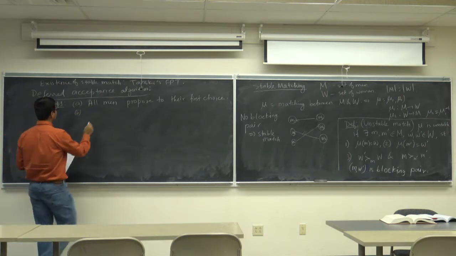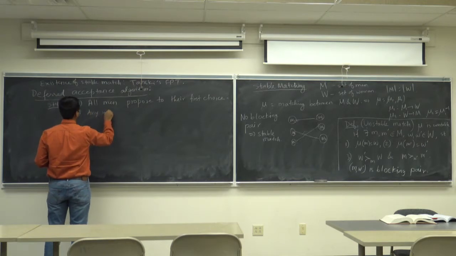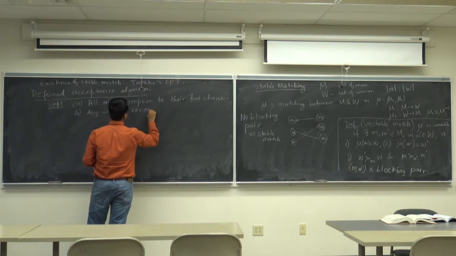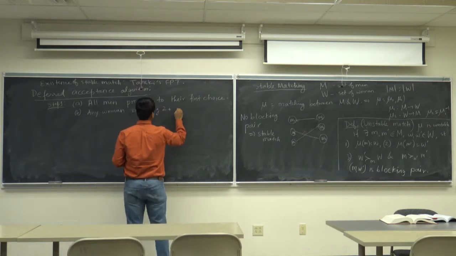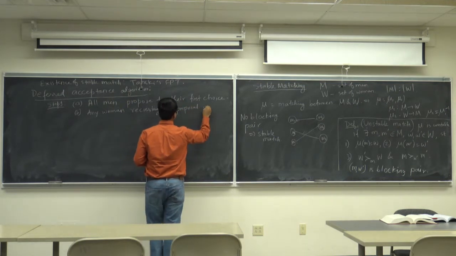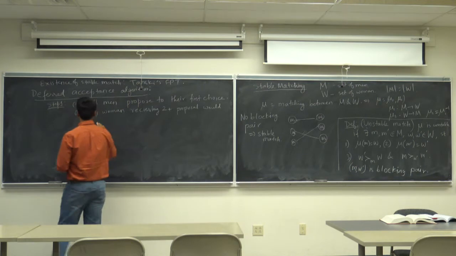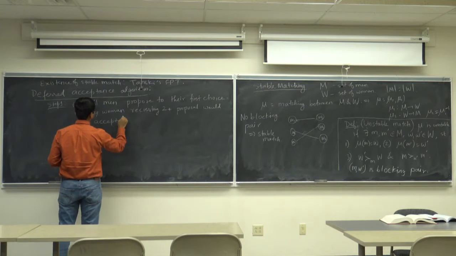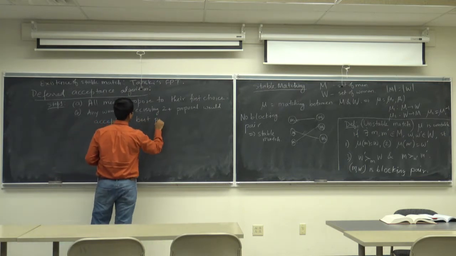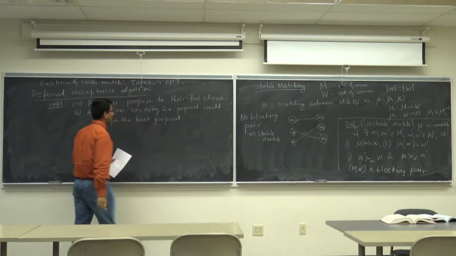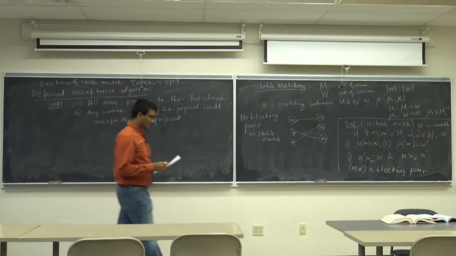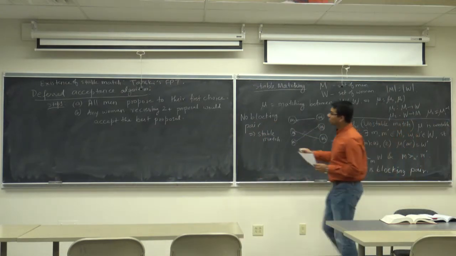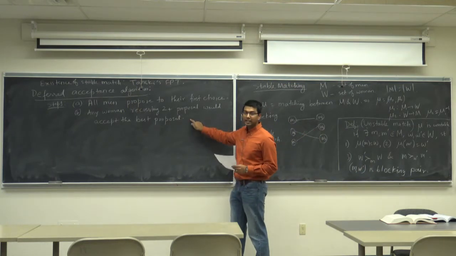And then part B: any woman receiving 2+ proposals would reject everyone else except the best proposal. She would accept the best proposal. It's not as romantic as you think. So any woman receiving 2+ proposals would accept the best proposal and reject everyone else.